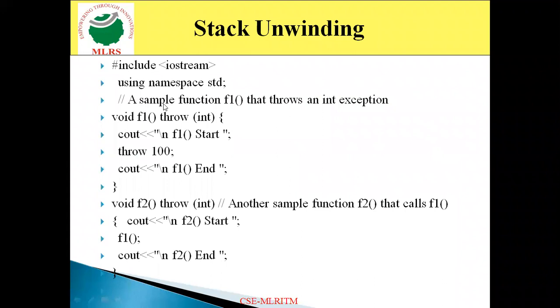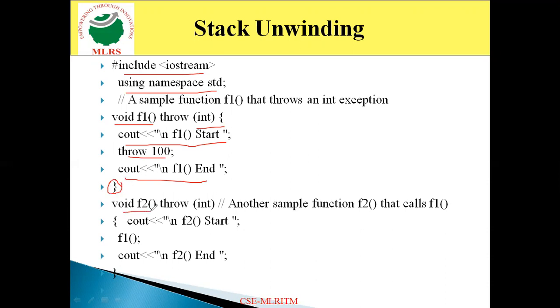Now we'll discuss the stack unwinding implementation through a program. First we specify the header file, then using namespace std. Now I'm defining a function f1 which throws an integer value if any exception occurs. The first statement in this function is cout f1 start, which appears on the output screen. Then throw 100. Then cout f1 end. Thereby the function f1 completes.